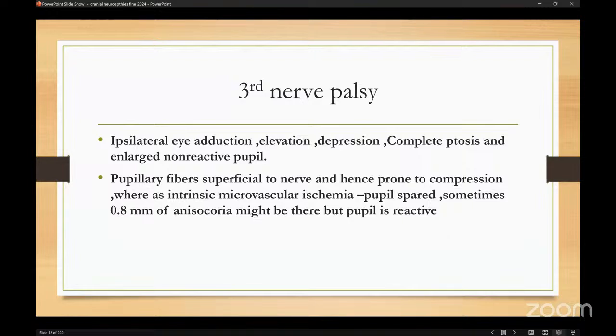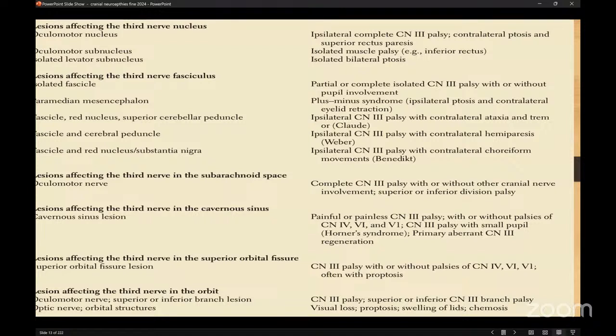So in a diabetic third nerve palsy, it is intrinsic microvascular ischemia. Hence, the pupillary fibers, which are superficial, are spared. So this is the most important chart when we talk about the localization of the third nerve.